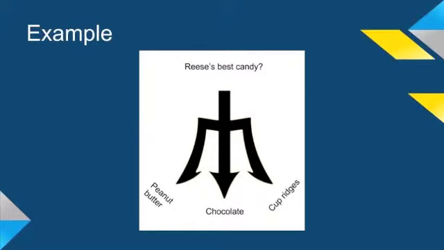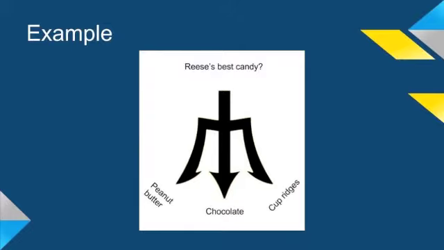So the base of the spear is, Is Reese's the best candy? Now, if you remember earlier, I gave my reasons, which will be my points on the spear, I guess. I gave the peanut butter reason, I gave the chocolate reason, and I gave the cup ridges reason. These three parts make up my thesis.